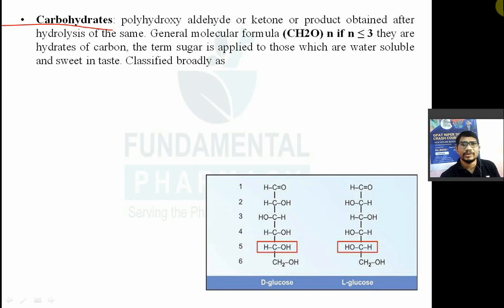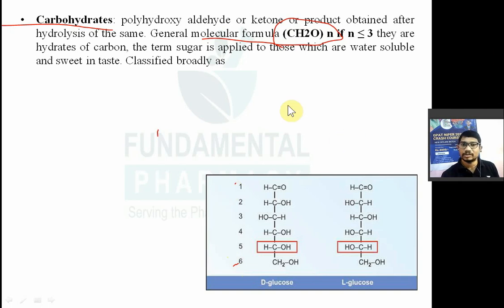So they will have a general formula. उनका एक formula रहेगा. What is the formula? They will have a general formula CH2O n. Okay? देखो, यहाँ पे कितने कार्बन है? कार्बन नंबर 1, 2, 3, 4, 5 and 6. So they have 6 carbons, now C6. H कितना होना चाहिए? Twice होना चाहिए. So if you count the hydrogen in the molecule, it will come 12.